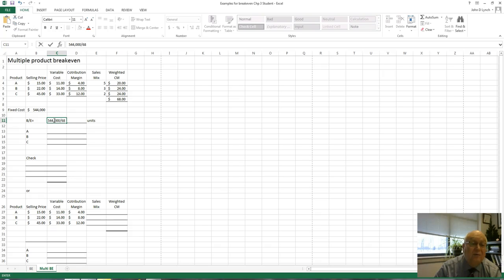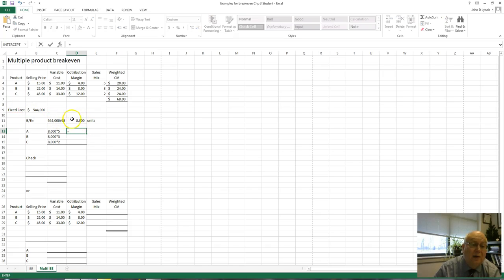So here, remember to do this, you take the $544,000 divided by the contribution margin of $68. If we do this using the Excel functions, it's 544 divided by 68, and you come up with an even 8,000 units. Then you'll take the 8,000 units times the 5 sales mix, and on this one the 8,000 units times the 3 for the sales mix, and on this one the 8,000 times the 2. That tells you how many units of each product you have to sell.